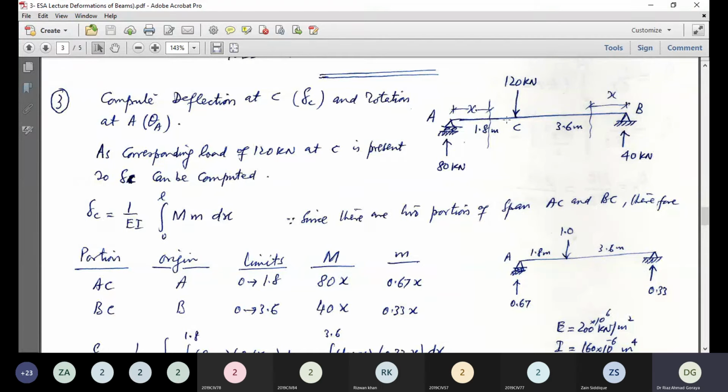and there is a load of 120 kilonewton acting at point C, which is 1.8 meter away from support A and 3.6 meter away from support B. So clearly this beam has two portions, portion AC and portion CB. Now it is required to compute the deflection at C and rotation at A.